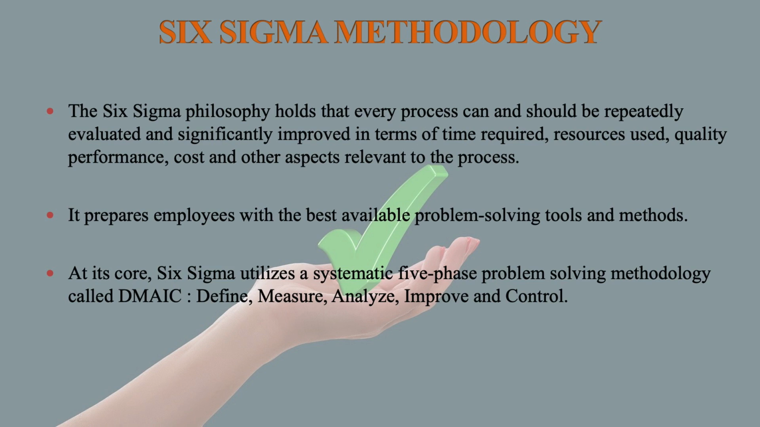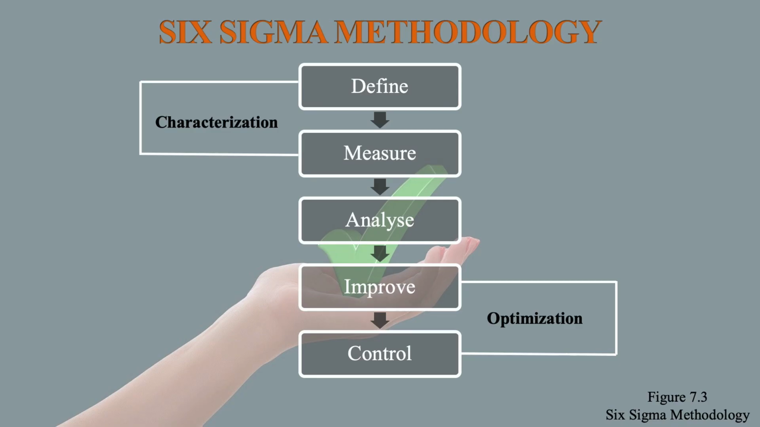D for define, M for measure, A for analyze, I for improve, and C for control. Now, this is the Six Sigma methodology explained in terms of a block diagram. Initially define starts, then measure, then analyze, then improve, last control. So, we will discuss in detail about the Six Sigma methodology.